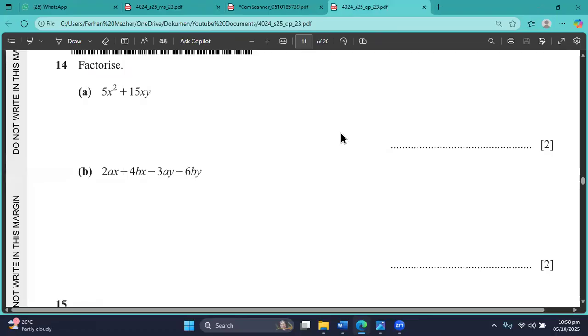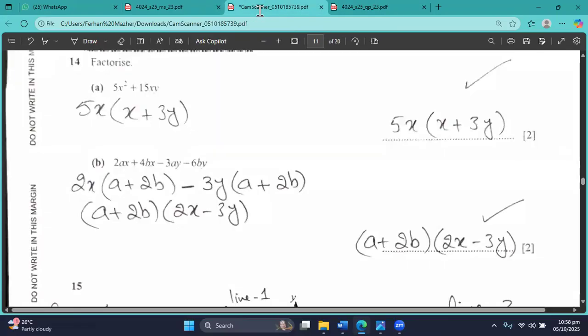Okay, the B part is we have to factorize. Question number 14, B part. 2ax plus 4bx minus 3ay minus 6by. So from the first two terms, I can take 2 and x common. And in the bracket, you will have a plus 2b. From the last two terms, I can take minus 3y common. So in the bracket, I will have a plus 2b. Now I can take this bracket common. So from here, you will have 2x. From here, you will have minus 3y. So this is how you factorize this.